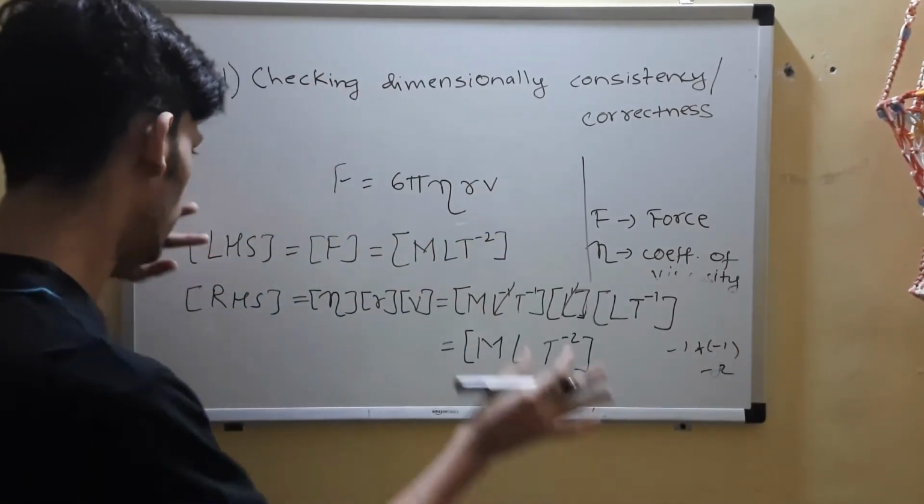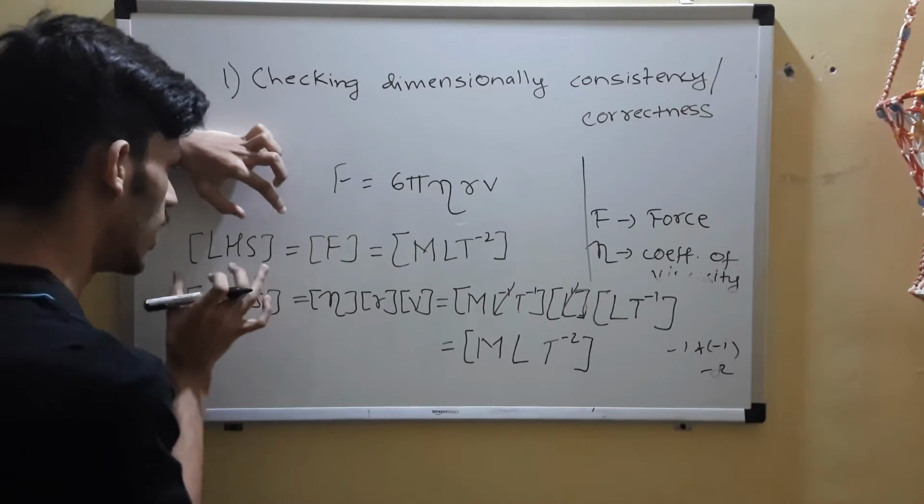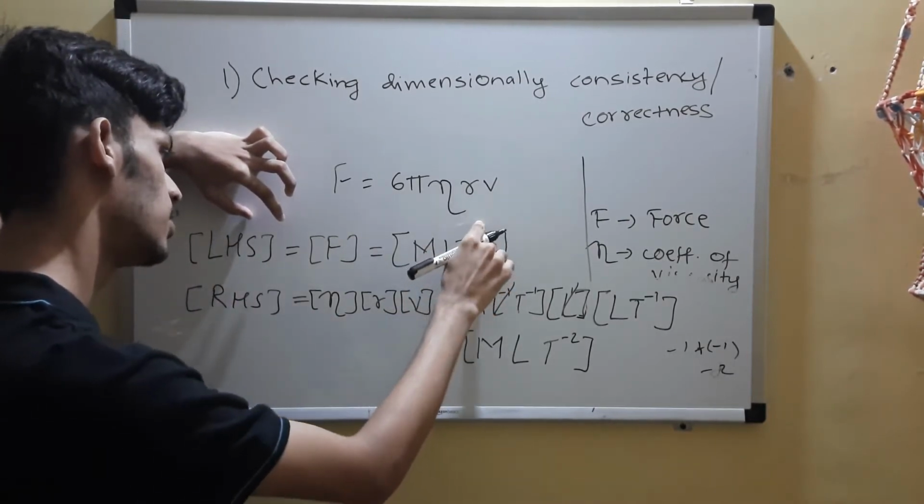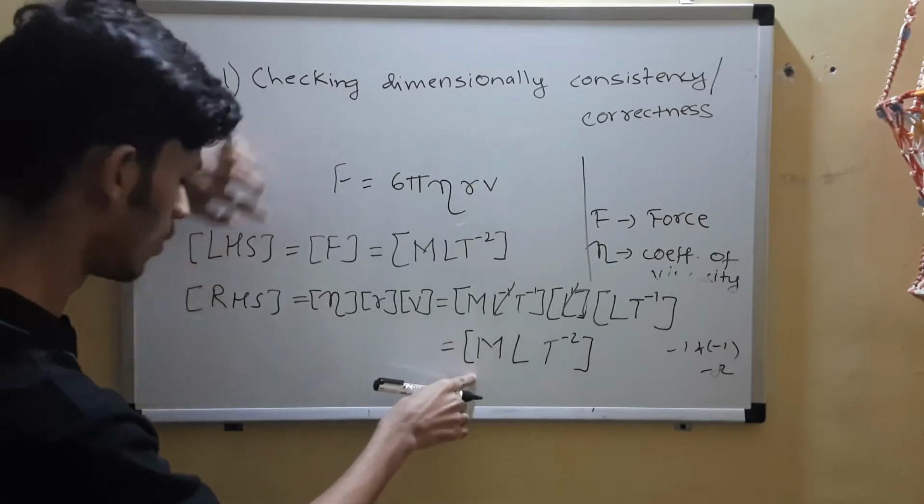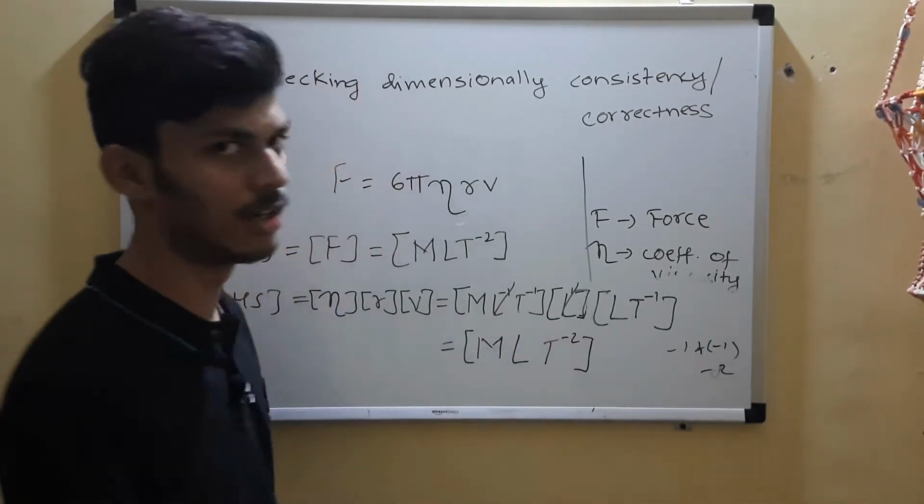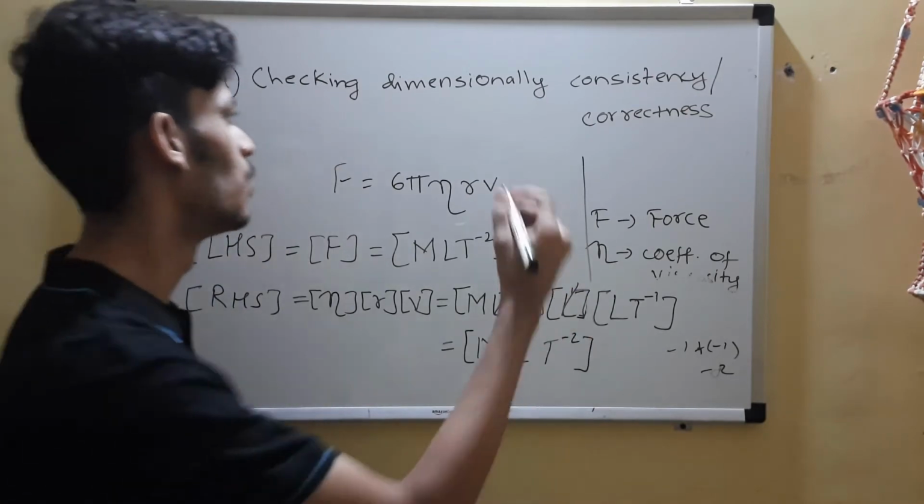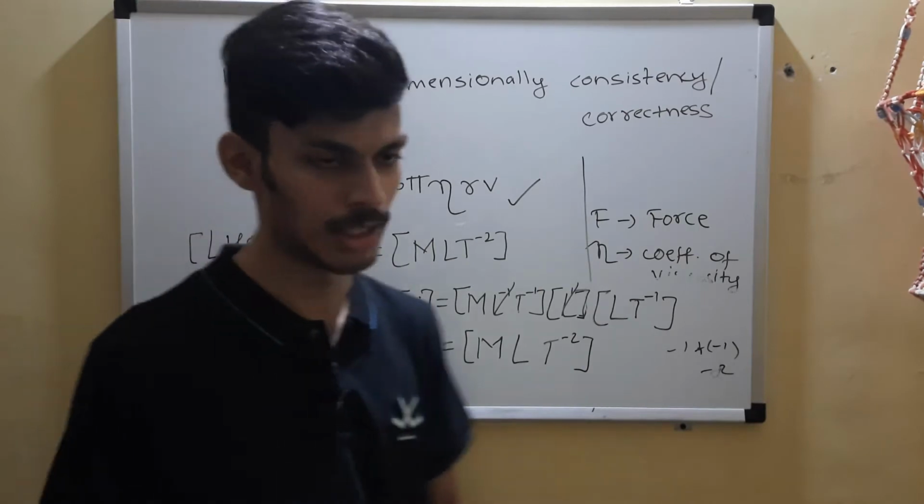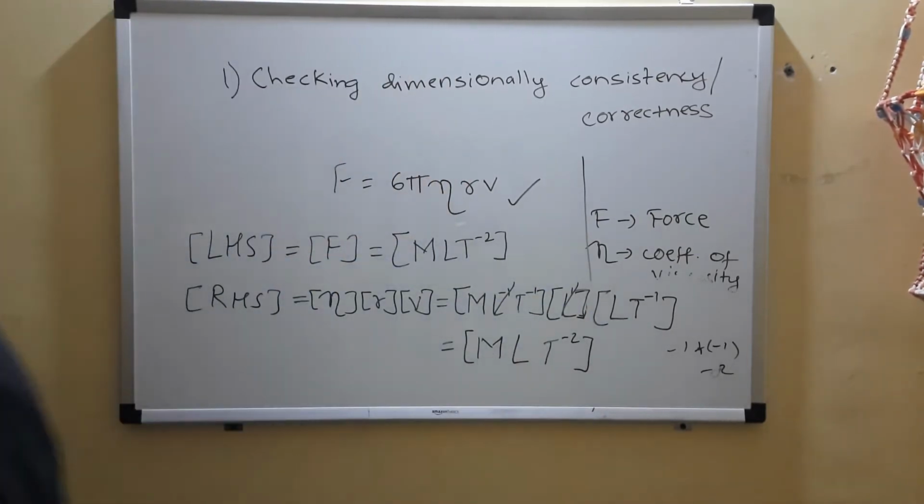Okay, now let's check this. The dimensions on the left hand side are 1 in mass, 1 in length, and minus 2 in time. And here also on the right hand side we get 1 in mass, 1 in length, and minus 2 in time. Same. So the equation is dimensionally consistent, or dimensionally correct, whatever you want to say. Congratulations if you did it correct.